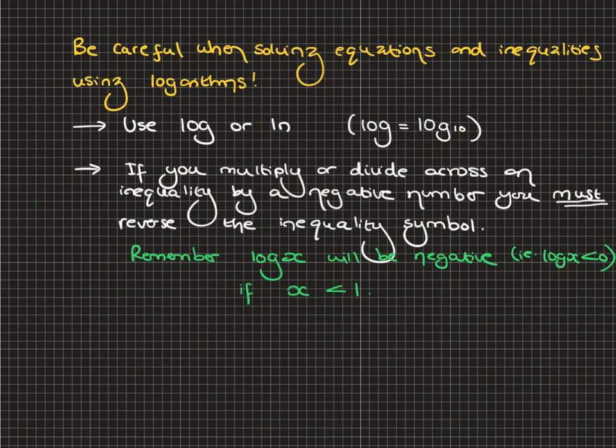So just a summary of those last 2 key points there. Be very careful when you're solving equations and inequalities using logarithms. Use log or ln rather than other bases. And if you multiply or divide across an inequality by a negative number, you must reverse the inequality symbol. And be very careful because log of x will be negative if x is less than 1.